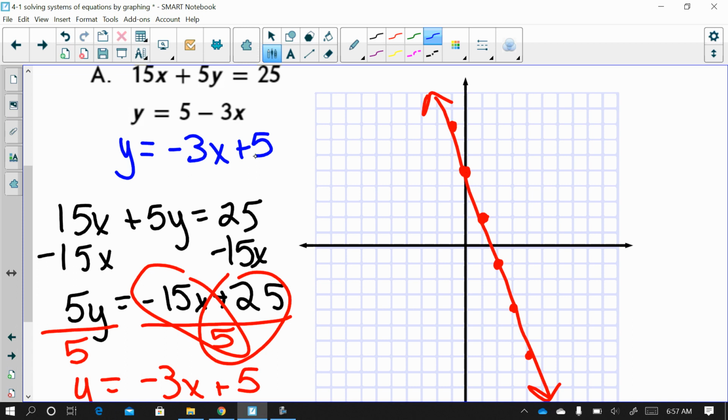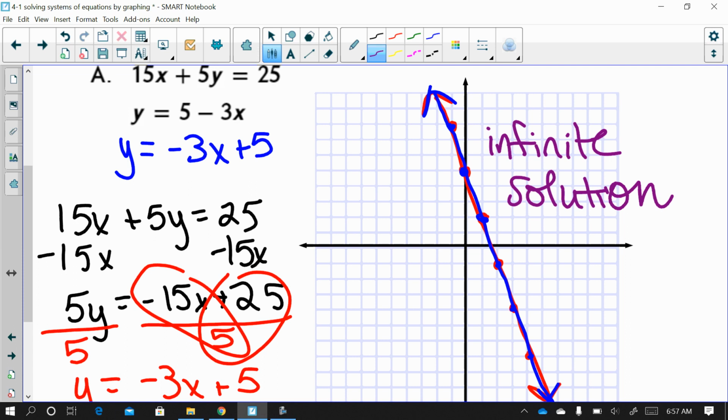Okay, so if I graph that, oh, wait a minute. What do we notice here? These two lines are exactly the same. Okay, so when we have two lines that are exactly the same, it means every single point on either of those lines works. So this system has infinitely many solutions. Okay, because remember, lines go on and on forever, so they have an infinite number of points. So when they are the exact same line, we have infinite solutions.